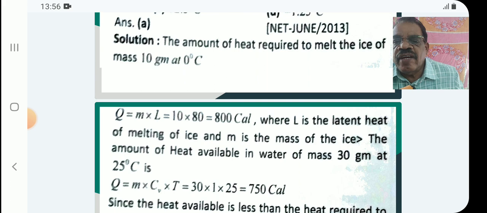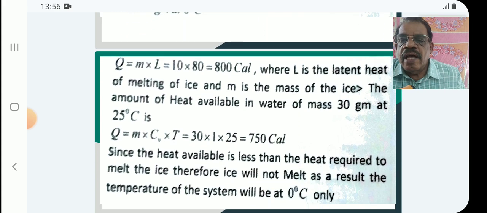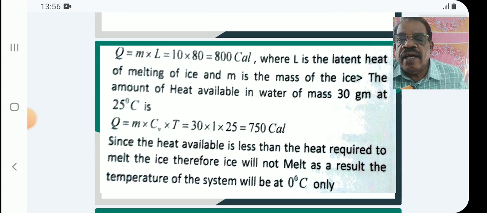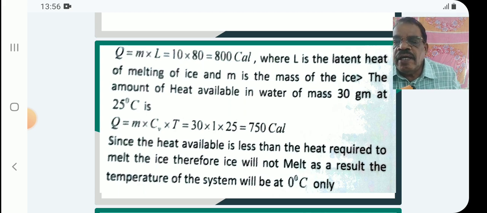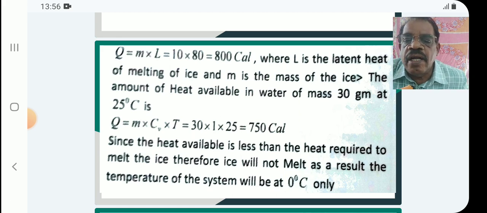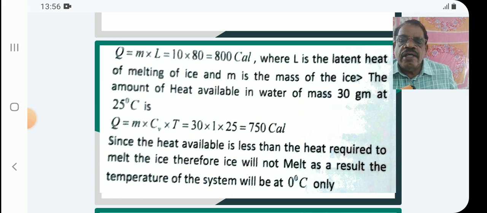The amount of heat available in water of mass 30 gram at 25 degree centigrade, Q is mcdT or mcT, that is 30 into 25, 750 calorie. Since the heat available is less than the heat required to melt the ice, therefore ice will not melt completely. As a result, the temperature of the system will be at 0 degrees only.